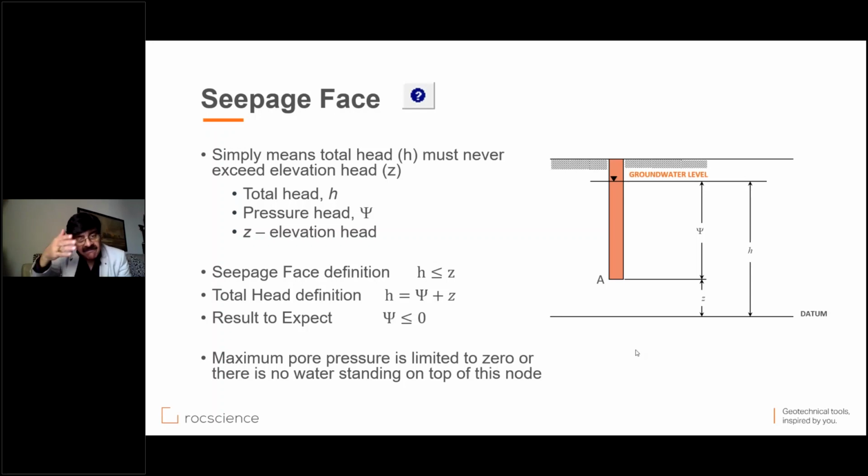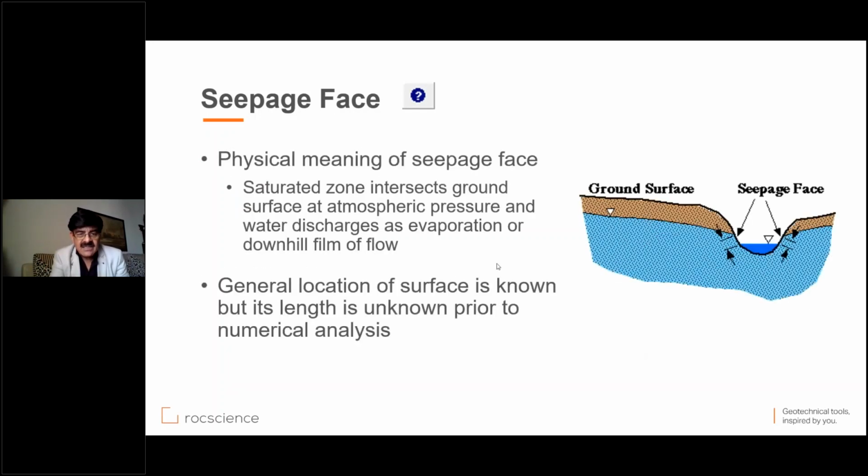We look at the physical meaning of this, and that explains the physical meaning of it. A saturated zone that intersects the ground surface at atmospheric pressure. The water discharges because of evaporation at that location, or due to downhill flow.